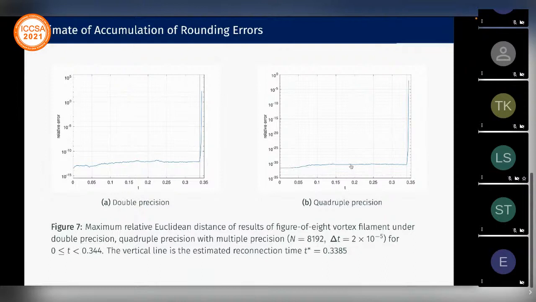So also in the quadruple precision, after our estimated reconnection time, the rounding errors grow very quickly. The relative error grows very quickly. So we can say this disturbance is not at the rounding error level. This disturbance may come from the discretization of the physical reconnection phenomenon.